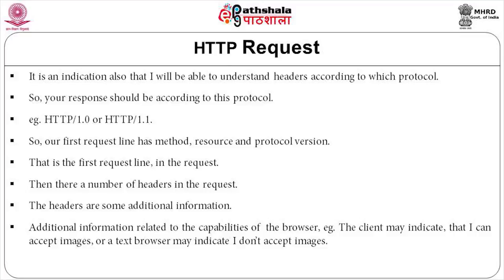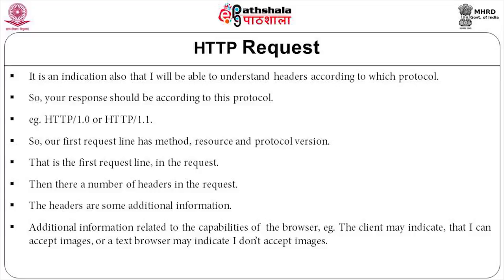So first the request line: method, commonly used is GET. You could have a POST. There are other methods as well. Second, the resource, and third, the protocol version, for example HTTP/1.0 or HTTP/1.1. So that's the first request line in the request.